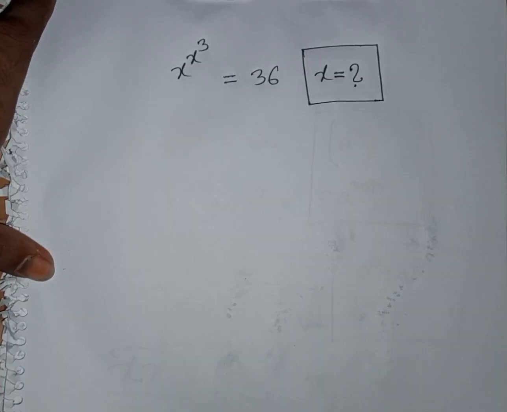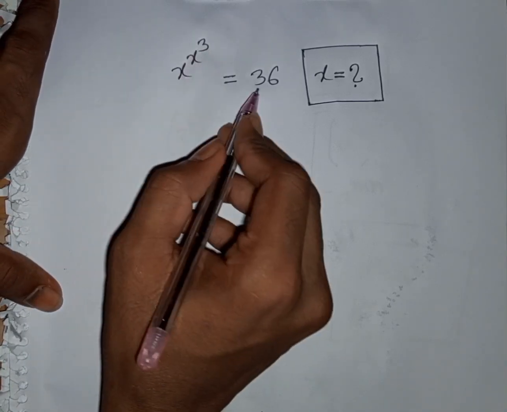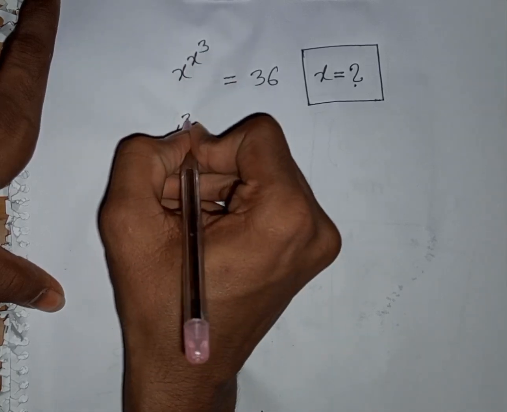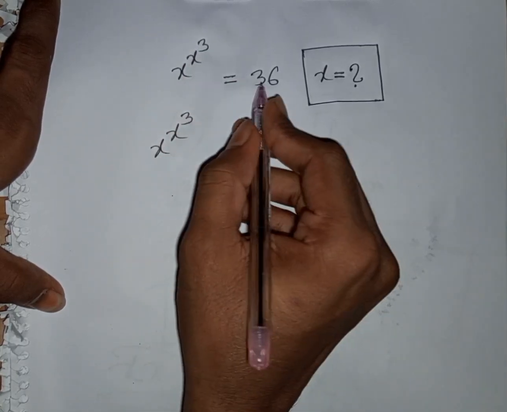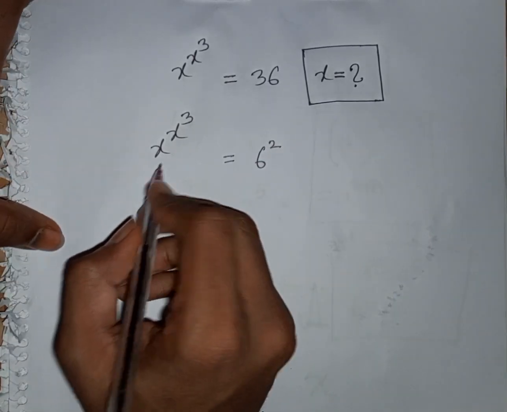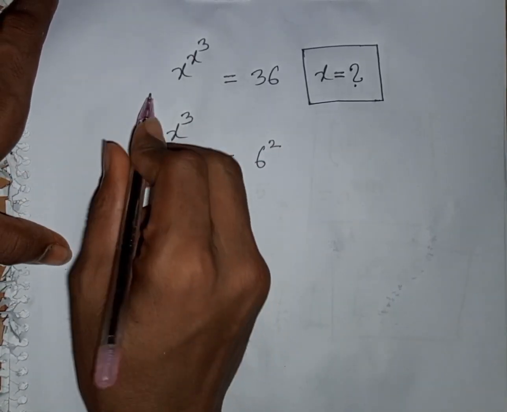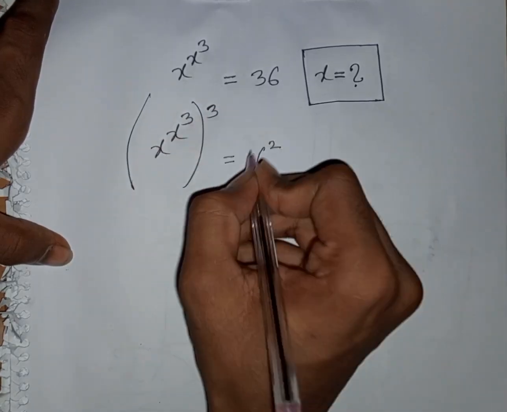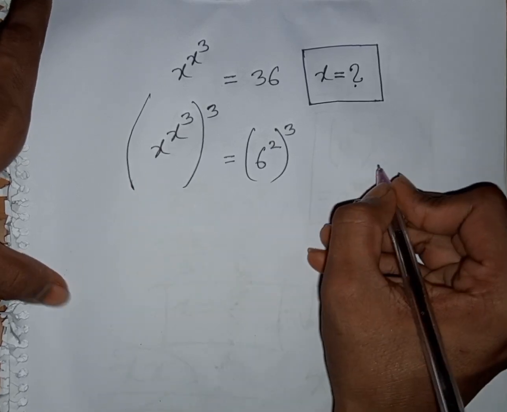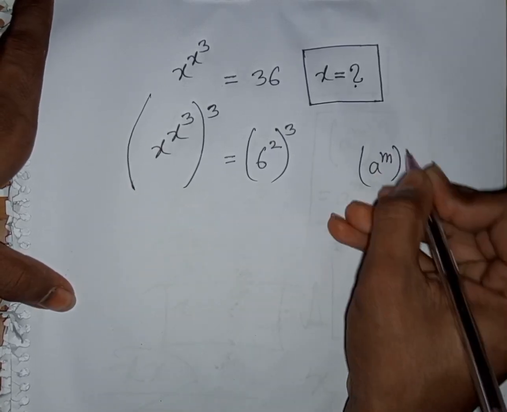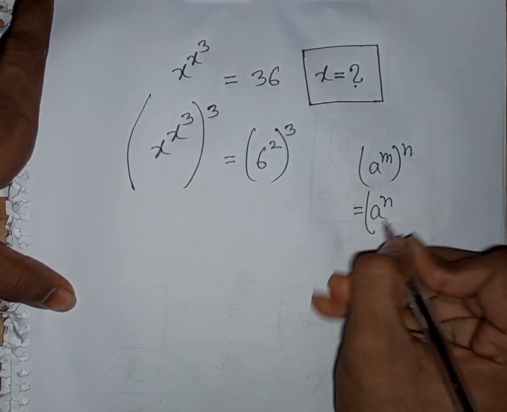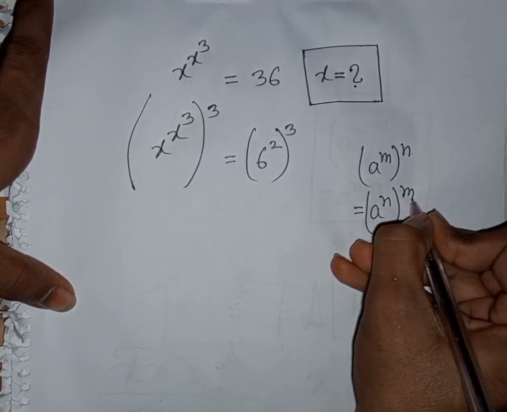How to solve x^3 = 36? Find the value of x. So, we have x^3 = 36, which can be written as 6^2. Now, we raise both sides to the power of 3. Here we can apply the exponential rule that (a^m)^n is equal to (a^n)^m.